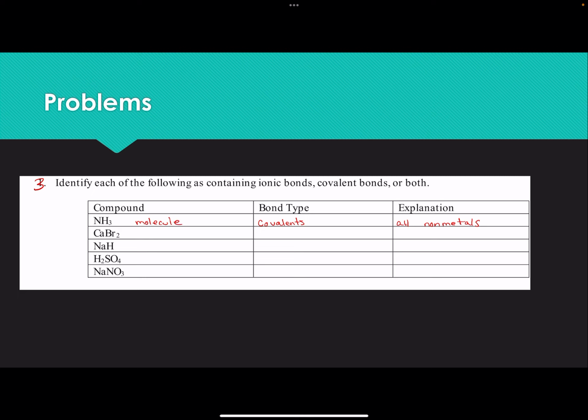Now next we've got calcium bromide. I look at my first element and I see calcium. Well, calcium is located in group 2A, so that's over to the left side of the periodic table. Calcium is a metal. As soon as I see that metal present, listed in that first location, the cation location, that lets me know I've got an ionic bond. So calcium bromide is an ionic compound or an ionic solid.